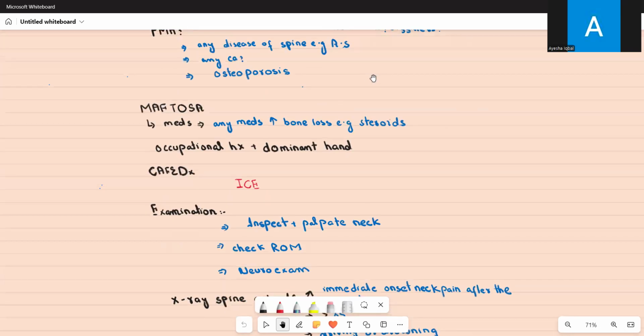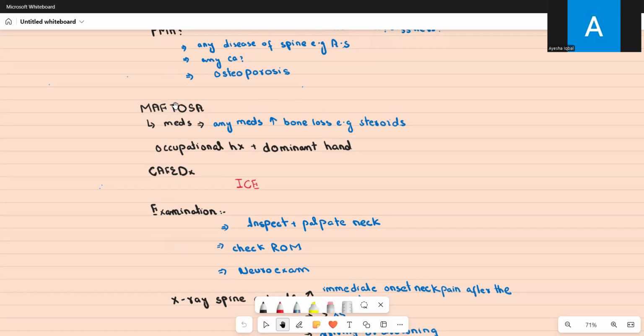And then in medications, you must ask about any medications that can increase bone loss, for example, steroids, okay? Don't ask the patient, do you take any medication that increases the bone loss? Just ask about any medications that you can think of that can increase bone loss. Like for example, ask the patient, do you take any steroids at all? Okay. And then allergies, of course, family history is not important here.